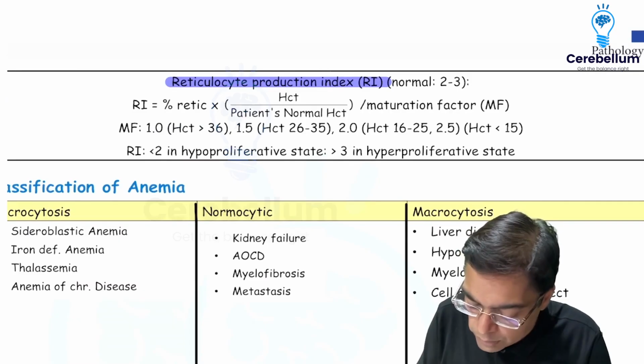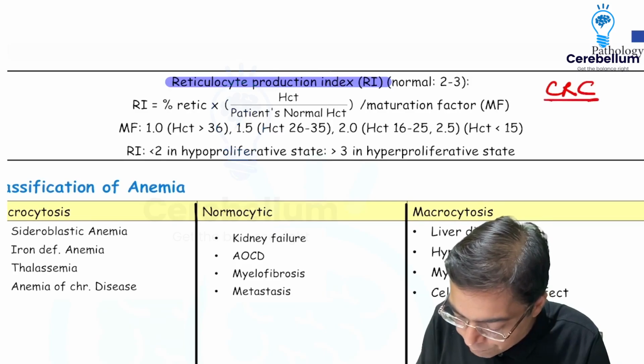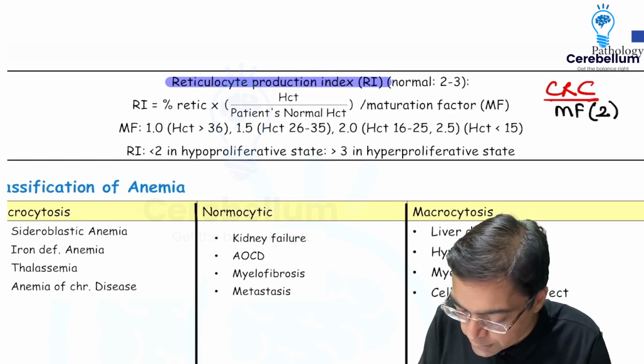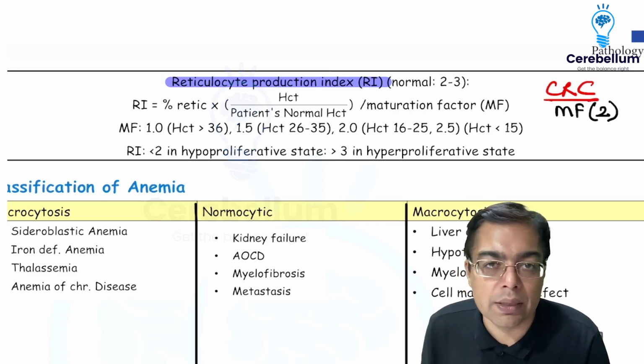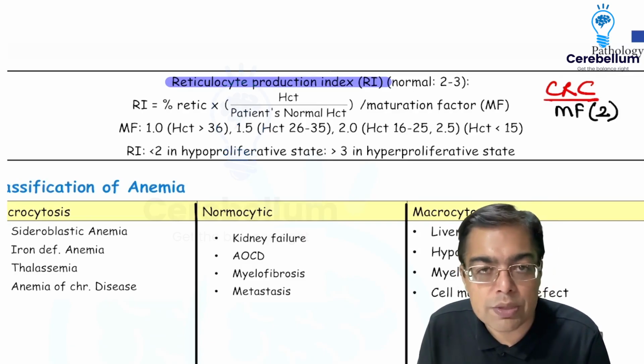When we talk about the reticulocyte production index, it is simply calculated as the corrected reticulocyte count, and in the denominator you have the maturation factor. The average maturation factor value to be taken for the exams is 2. Why that is important: once you calculate the corrected reticulocyte count divided by maturation factor, you have calculated the reticulocyte production index.